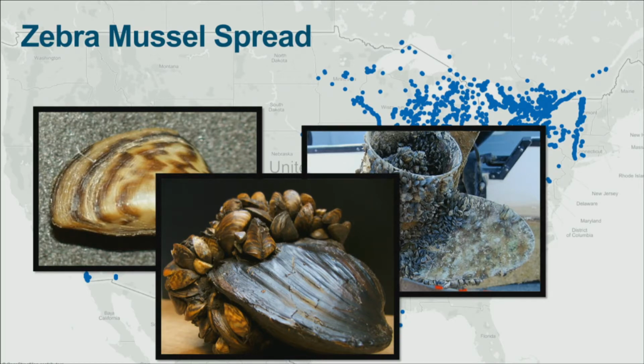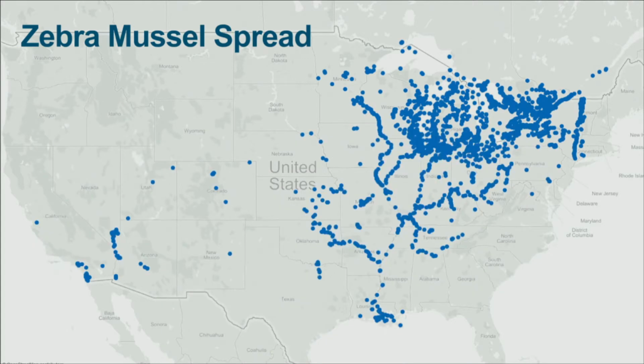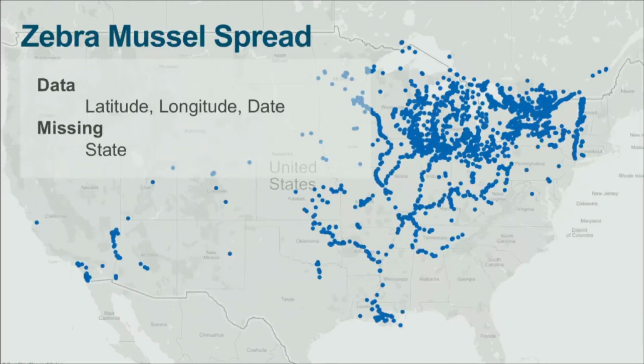If you're in Minnesota, Wisconsin, et cetera, you know about it because it's a really big problem. And so we'd like to track it and actually see how it is spreading so we can try and limit the spread of these zebra mussels. So this is good. We've got some data on this. The data here is latitude, longitude, and date of a whole bunch of zebra mussel sightings. So we should be able to use this to track the spread of zebra mussels across our states.